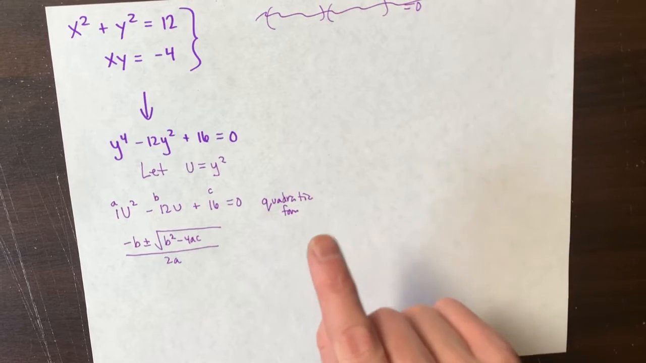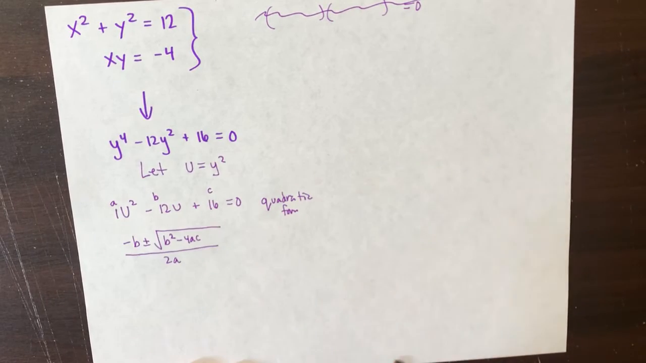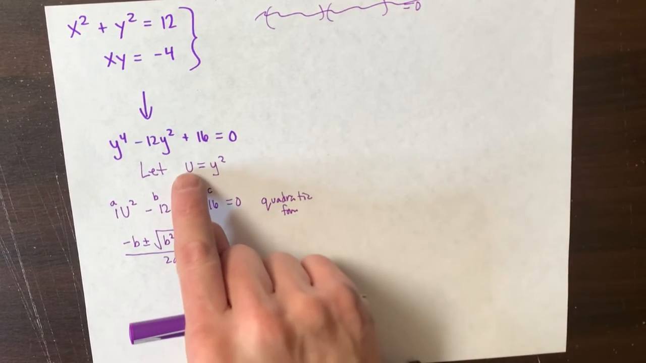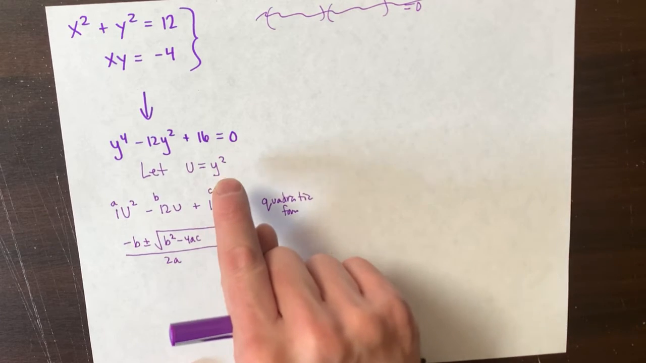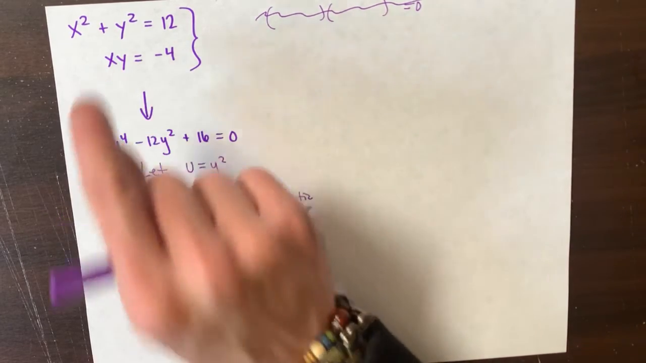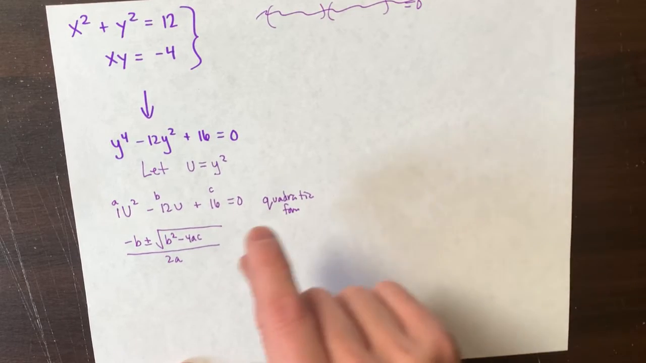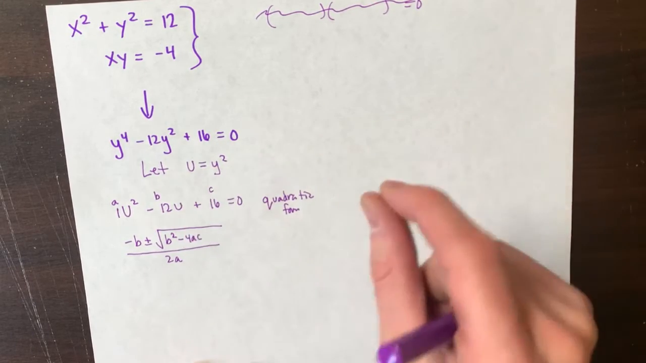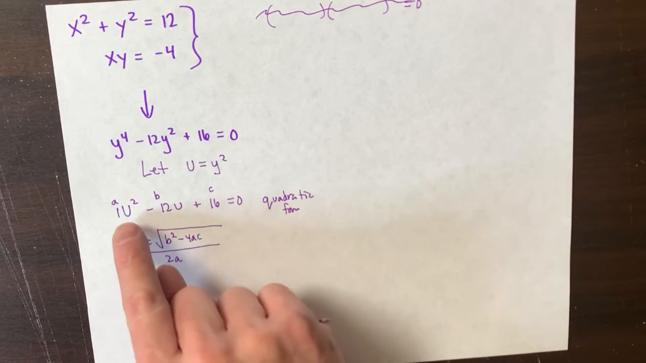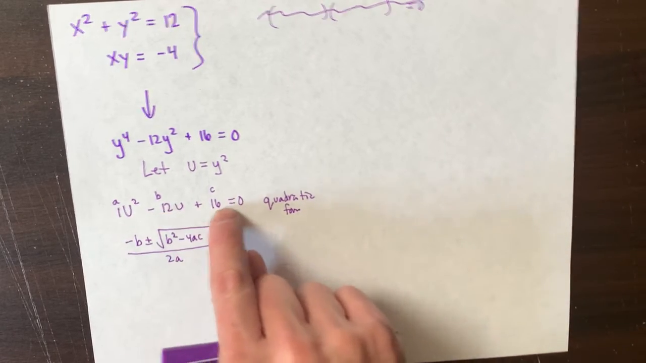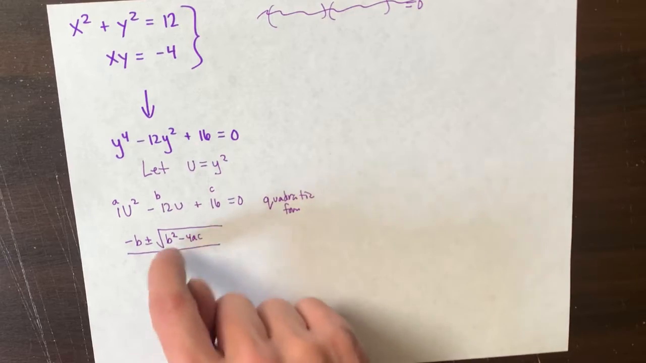And right now, we're solving for U. Once we know U, we'll go here to solve Y. And once we know Y, we can go back to find X, because that's the goal, to find X and Y. It's just U that's helping us to get there. So let's take 1, negative 12, and 16, A, B, and C, and let's drop them in there to find U.